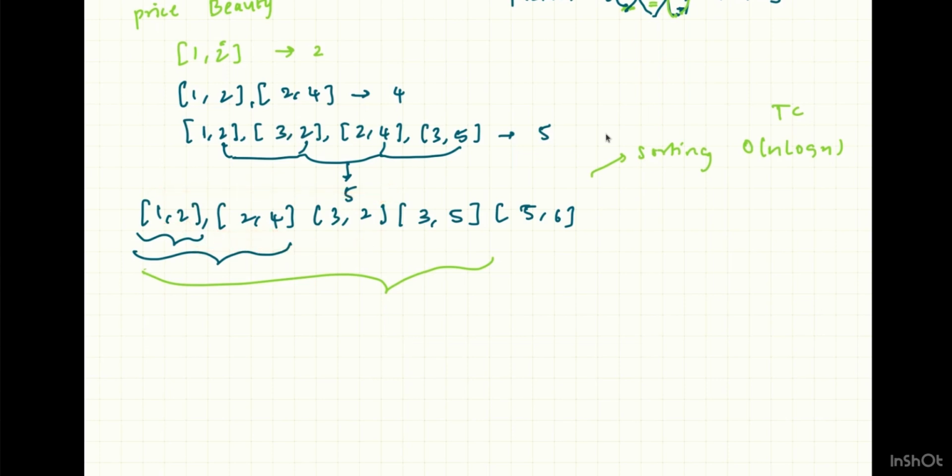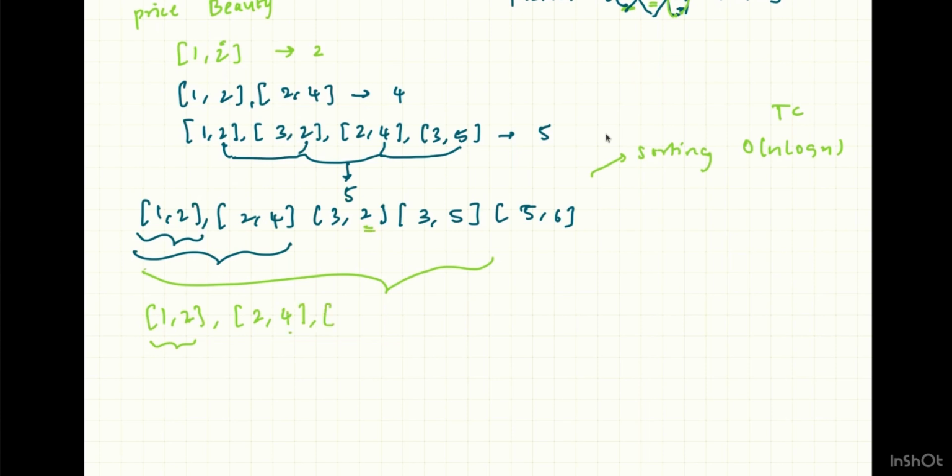So let's try to populate it. We have 1 comma 2. Since we have only one element, this would be the maximum, and we know this is the maximum so far, right? For the current element, we just have to compare with the max so far. Among 4 and 2, what is the maximum? 4. So we will have 4.